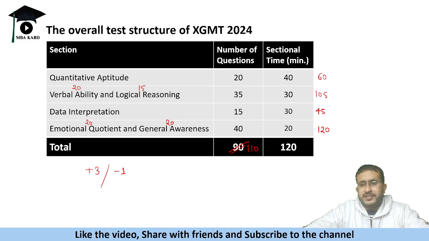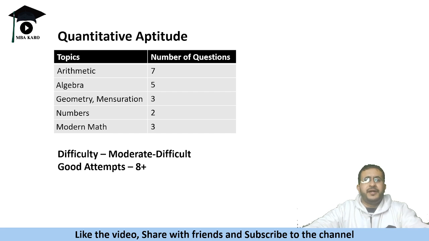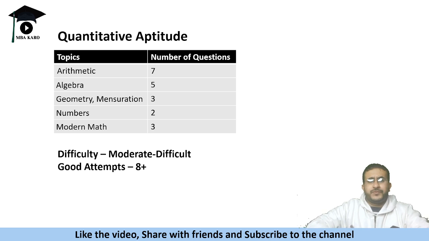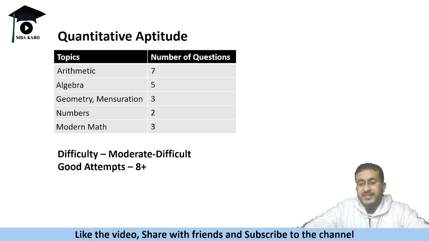Now let us discuss section wise what the distribution was and also the expected cutoffs. If we talk about the quant section, quant was moderate to difficult. It was like you would expect questions in CAT, those sort of questions. They had given time accordingly, 20 questions, 40 minutes. The level was quite decent. The questions were lengthy, and some were quite difficult to attempt.